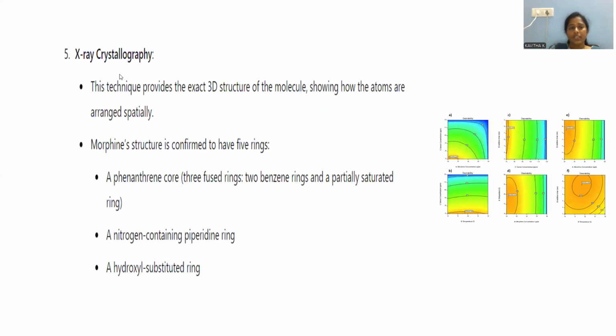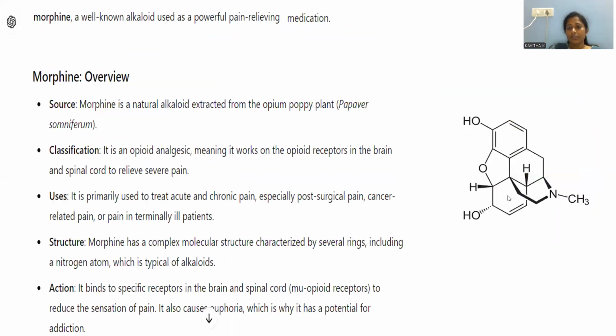X-ray crystallography. X-ray crystallography is meant for three-dimensional structure analysis of the given compounds, and this technique provides the exact 3D structure showing the atoms arranged in space. The morphine structure was confirmed to have 5 rings. It is a pentacyclic ring system. A phenanthrene core moiety will be there. Phenanthrene means a kind of 2 benzene rings with partially saturated rings; 3 fused rings are present, and that is called the phenanthrene core. A nitrogen-containing piperidine is also located. Here we can clearly observe the piperidine ring with this methyl.